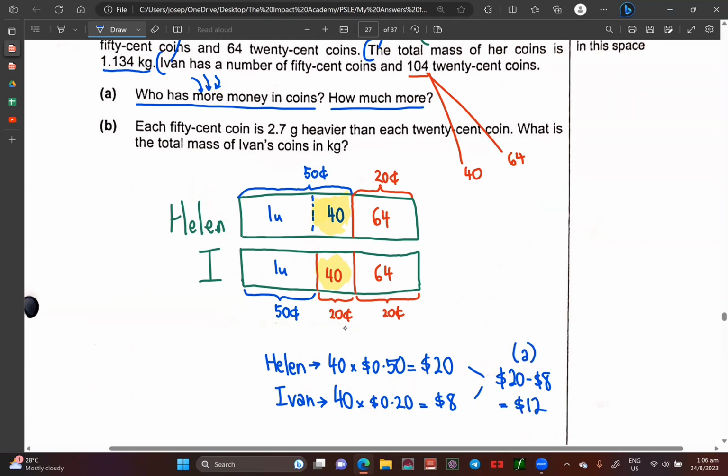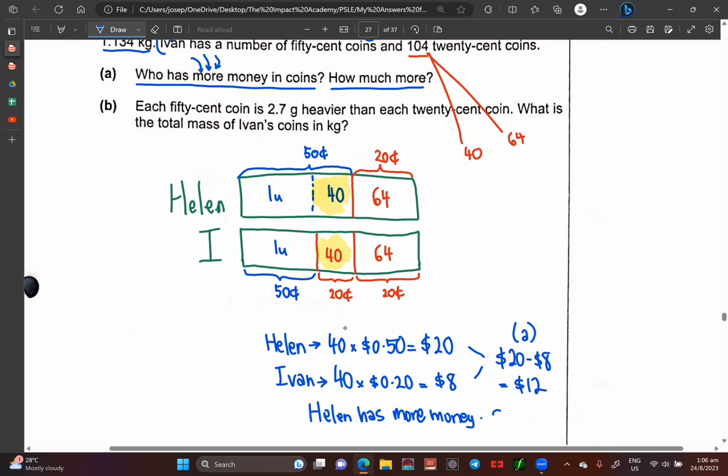Of course, we have to say that it is Helen who has more. So we are going to say that Helen has more money. All right, and how much more? $12 more. So this is my first part. Now let's move on to B.